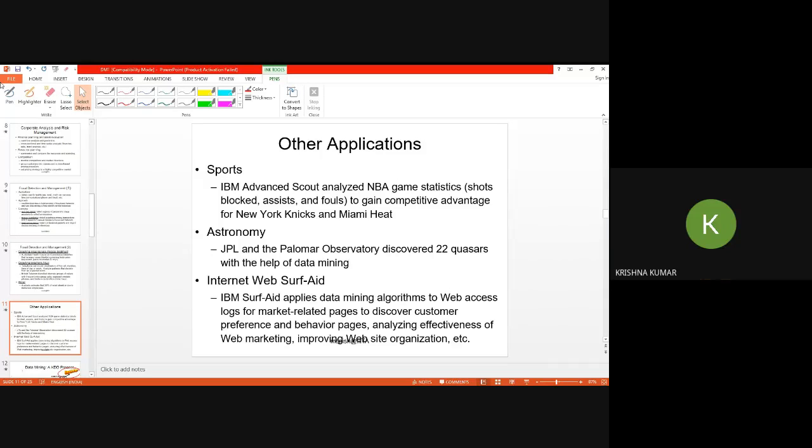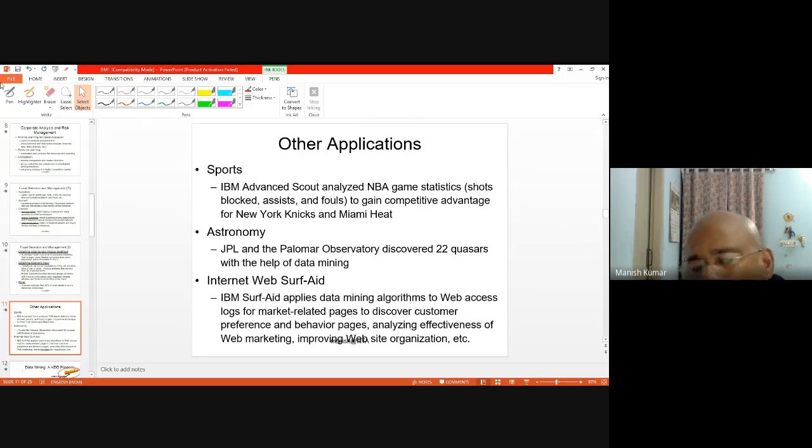For better performance of the player. Yes, it is not only for the player, it can be for the team, it can be for the promoters, it can be for the owners also. Okay, so that is there. Certainly, there are many things which you can do.